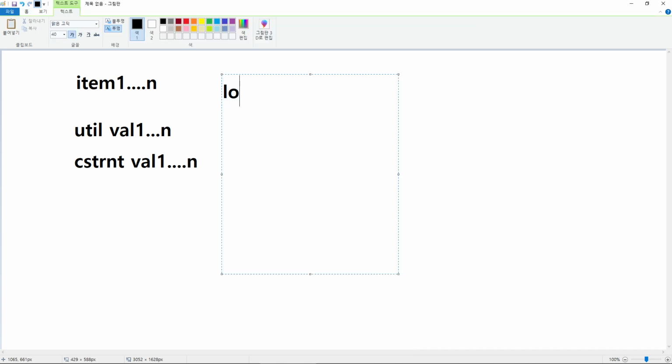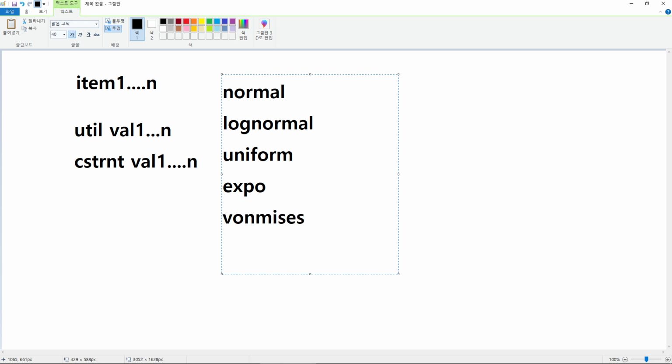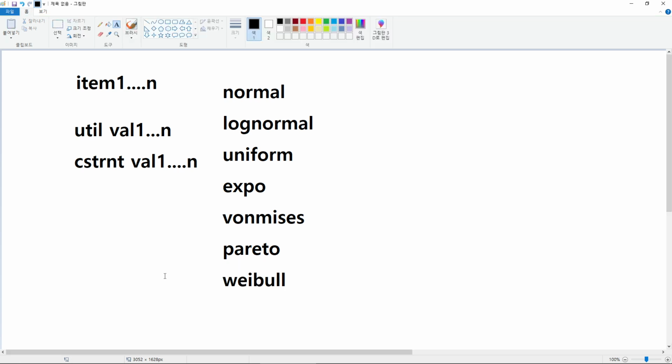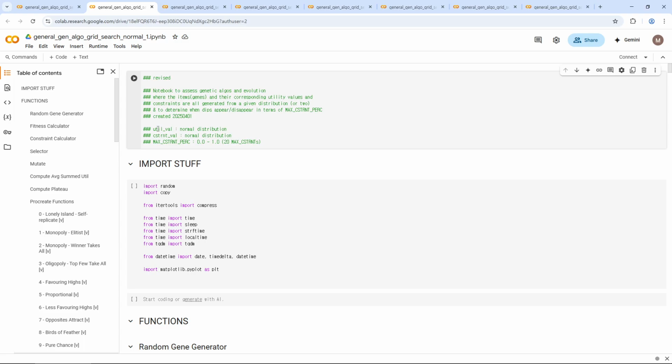Let me just type that again. Normal, log normal, uniform, exponential, what was it? Von Mises, Pareto, that's 6, and the last one. Yeah, so that's what I did.